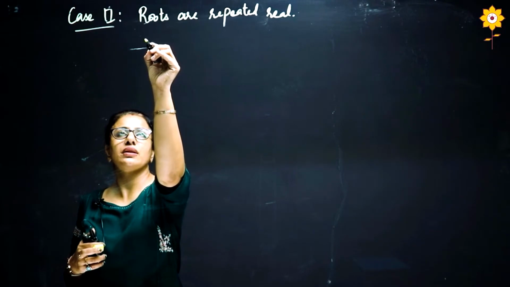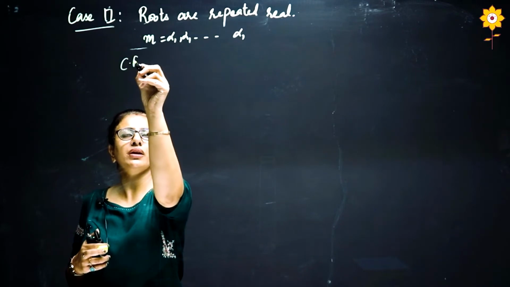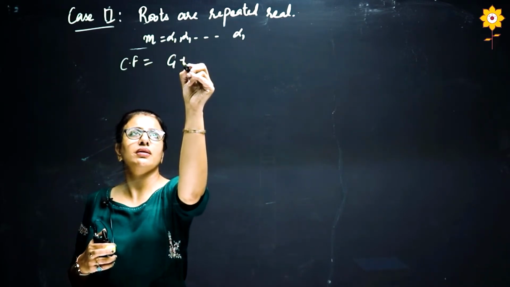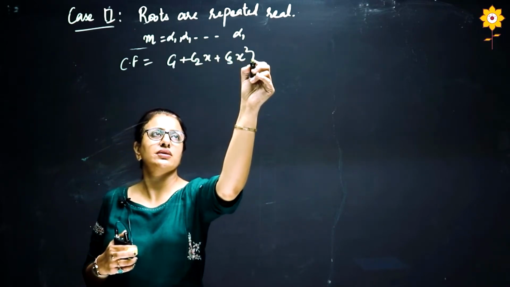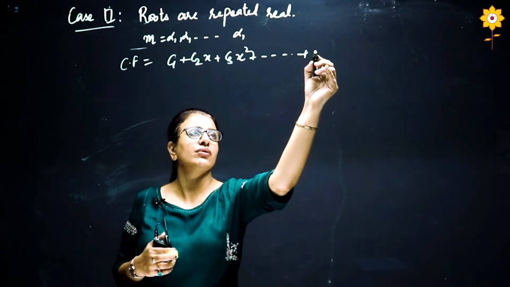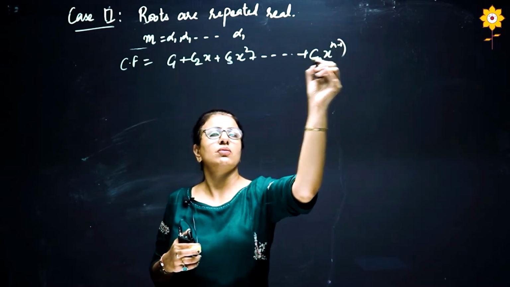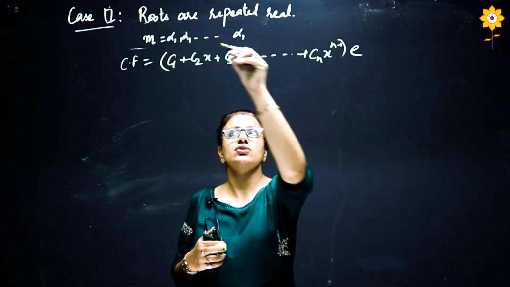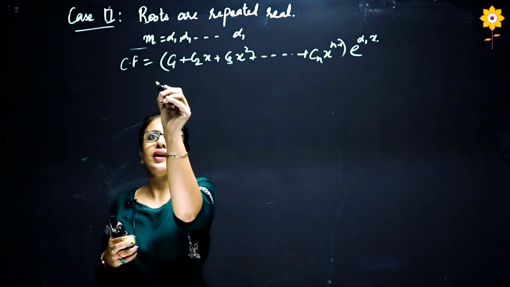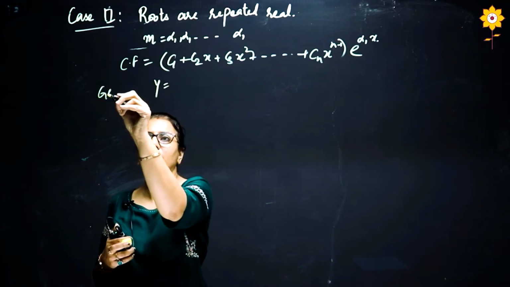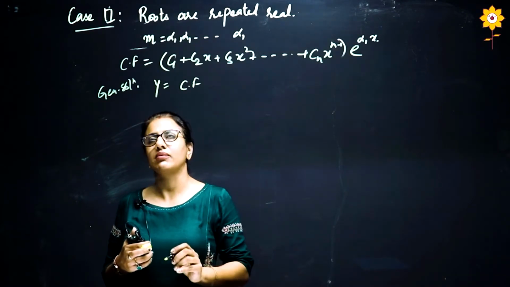So if we have repeated roots, say m equals alpha 1, then the formula for CF would be: you can write C1 plus, for the second root you introduce x, for the third we introduce x square, and so on. Since we have n roots, I would write C_n x raised to n minus 1, and e raised to alpha 1 x, which is the formula for CF. In this case, the general solution is y equals CF.